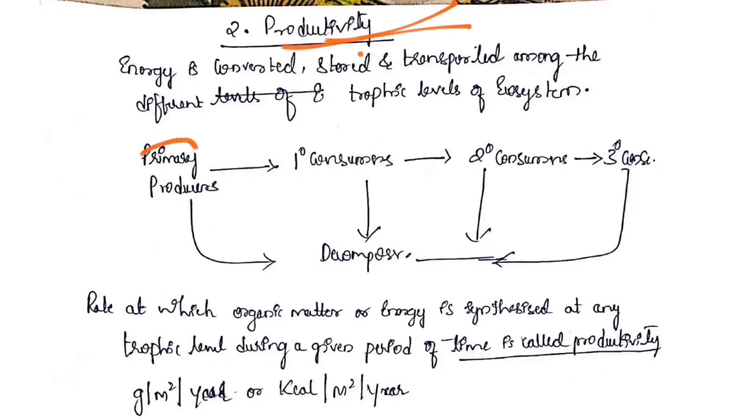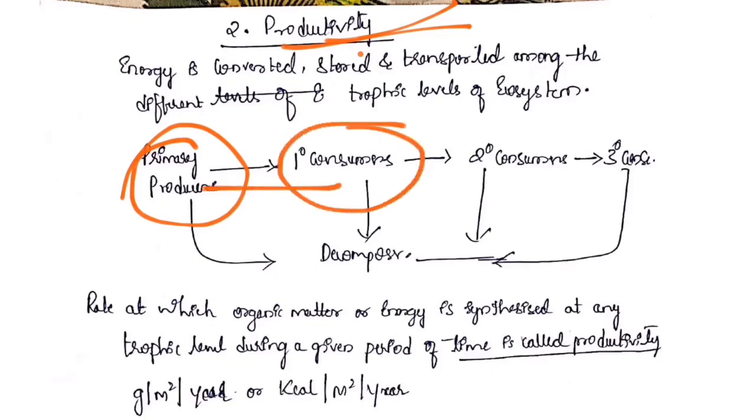That is, the primary producers prepare their own food material using the abiotic factors like sunlight, water and temperature. Then these are eaten by the consumers. So energy is transferred from primary producers to primary consumers, from primary consumers to secondary consumers, and from secondary consumers to tertiary consumers.